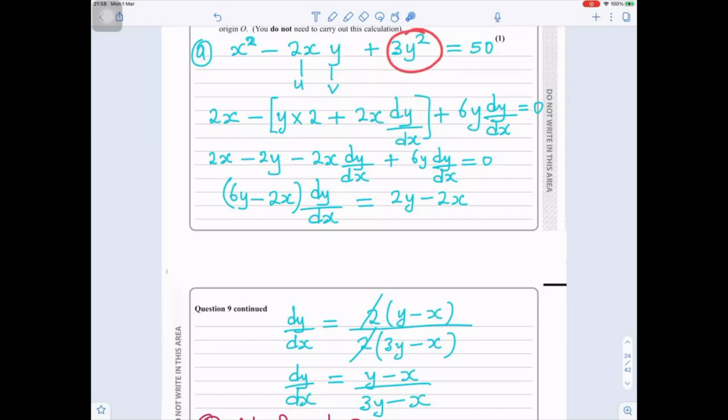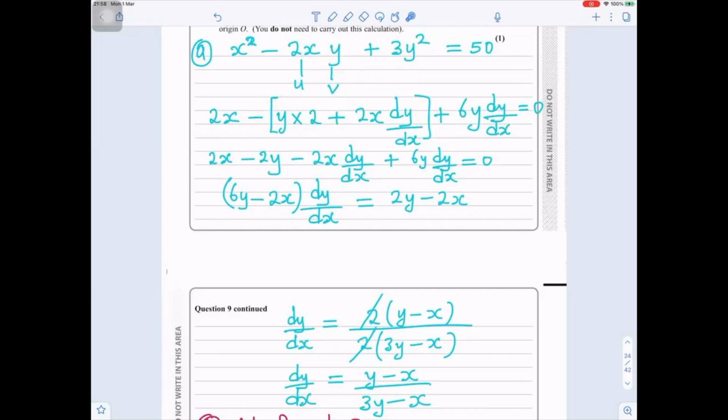Differentiating 3y squared is another problem with students. Just differentiate it with respect to x. 3 times 2 is 6, 6y, and then add a dy over dx. And when you differentiate 50, you get a 0. Now you remove the bracket to get this expression.